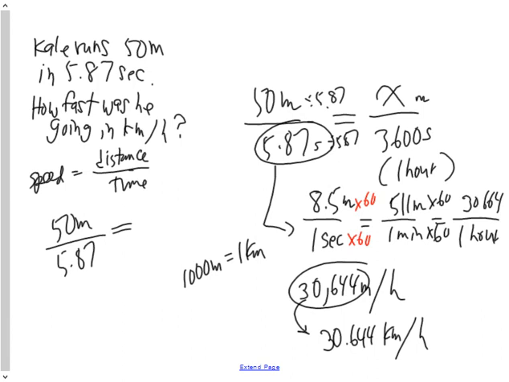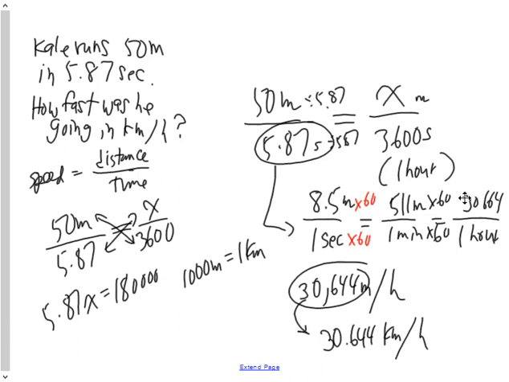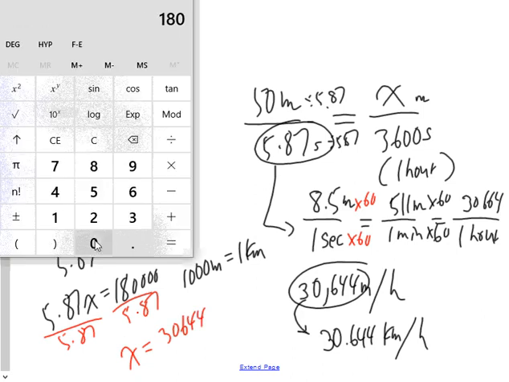That will be proportional to how many meters in 3,600 seconds, which is 1 hour. Multiply across to get 5.87x, multiply across the other way to get 180,000. So now I have my equation that I can create from this proportion. Divide both sides by 5.87, and x should equal 30,644. I'll just double check though. Make sure my answer is right. So 180,000 divided by 5.87 still gives me that same answer there.